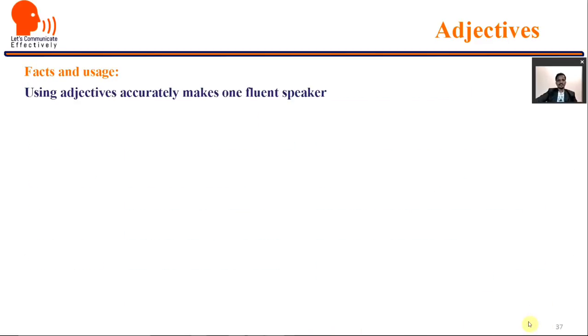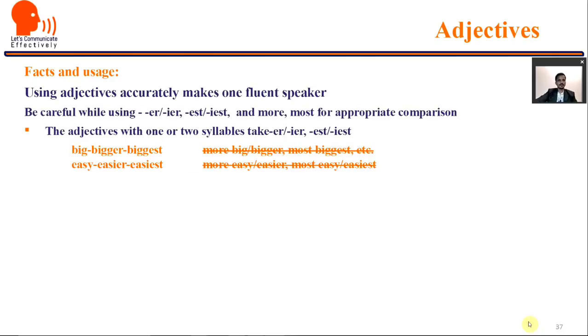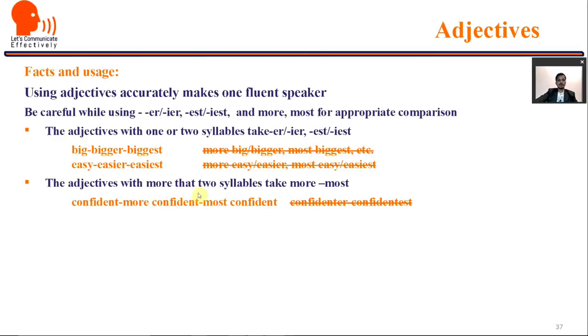Facts about adjectives. Using adjectives accurately makes one a fluent speaker, as I told you earlier. Be careful while using er or est and more and most for appropriate comparison. The adjectives with one or two syllables take er or est. For example, big, bigger, biggest, easy, easier, easiest. The adjectives with more than two syllables take more and most, like confident, more confident, most confident.